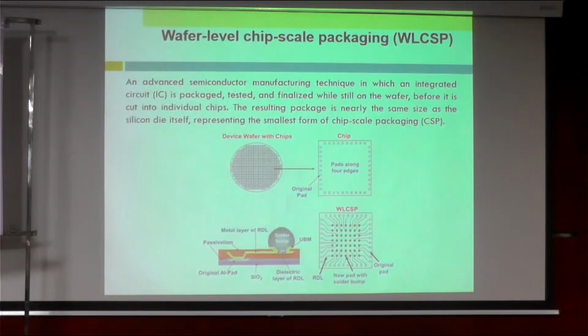Next is wafer level chip scale packaging. It's an advanced semiconductor manufacturing technique in which an integrated circuit is packaged, tested, and finalized while still on the wafer before it is cut into individual chips. So this is a wafer, you design and fabricate a lot of chips here. Then normally, you cut this into single chips, then you integrate with your packaging. But now with this, you put on the package and dice it after you have packaged, with this kind of chip as well.